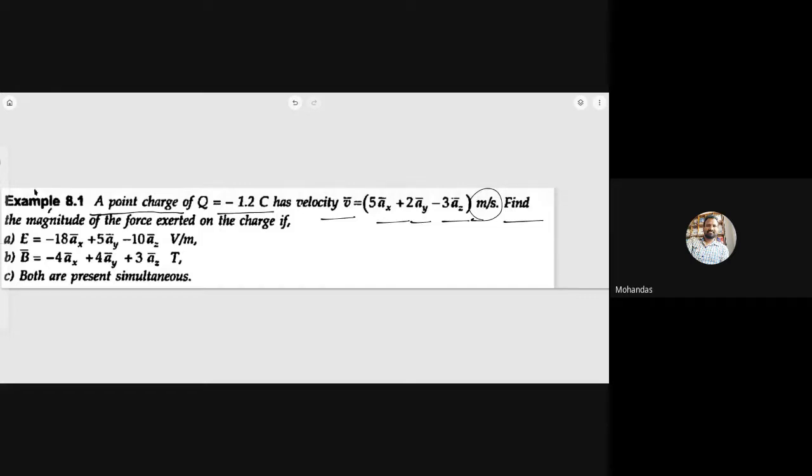You have to solve this problem. I will give 5 minutes of time. You have to solve and tell the answer.